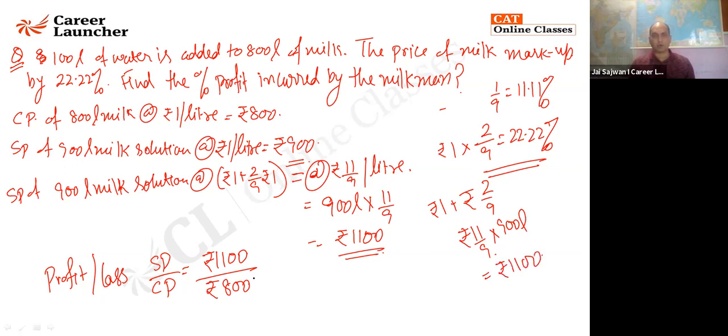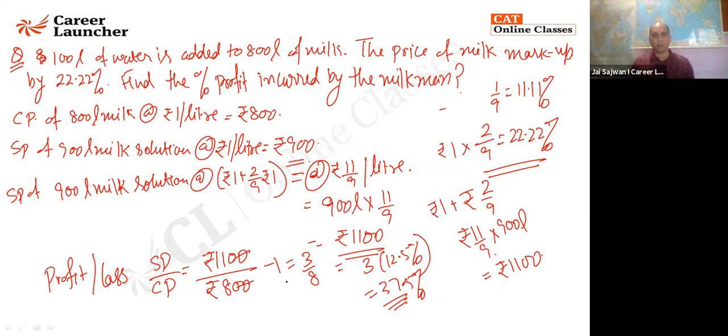So selling price upon cost price will come out to be this one. I'll cancel 1 from here. It will be 3 by 8. 1 by 8 is 12.5%. 3 by 8 of it is coming out to be 37.5%. So this is the effective percentage profit that we are going to get. I hope it is clear.